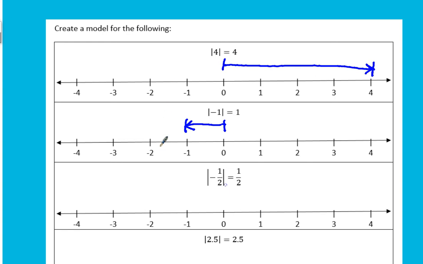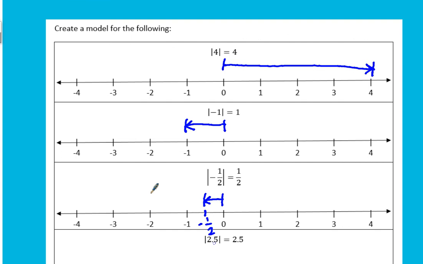And the next two, this one shows the absolute value of negative 1/2 equals 1/2. So we're going to have to mark where negative 1/2 would be on our number line because it's not there for us. So that's going to be between 0 and negative 1, about halfway between there. So negative 1/2 is there. We start our arrow at 0, stop at negative 1/2, and we add the bars around our arrow. This arrow is only half a unit long, so the absolute value of negative 1/2 is just equal to 1/2.